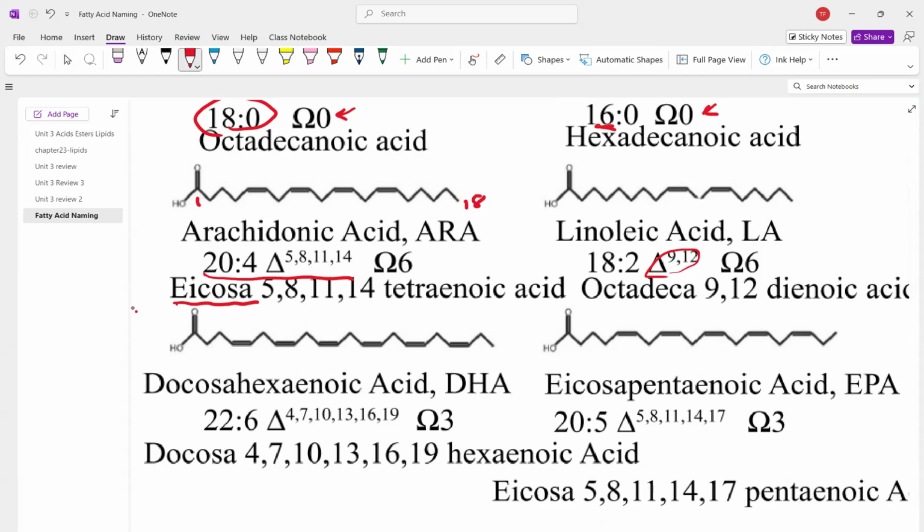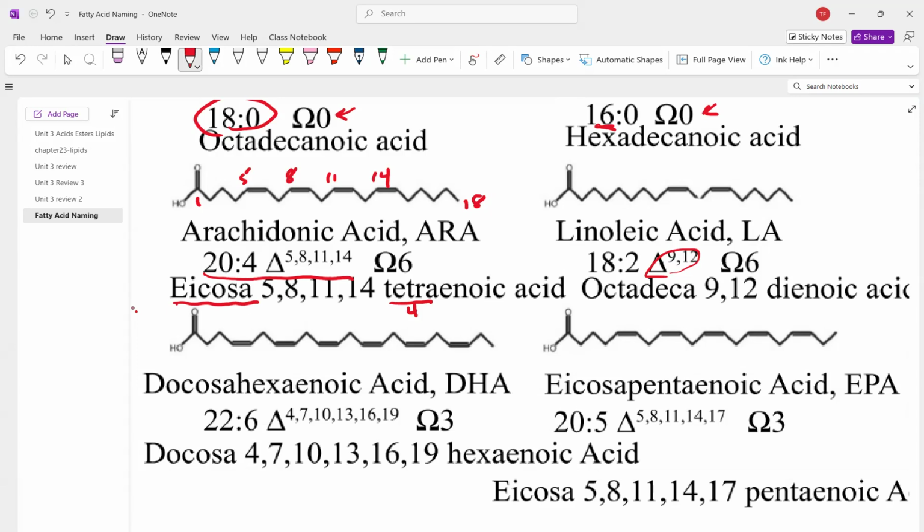means 20. So we've got Icosa 5, 8, 11, 14, tetraenoic acid. Okay, so tetra is 4. And let's see, we have position 5, 8, 11, 14. Now, they're always 3 carbons apart.